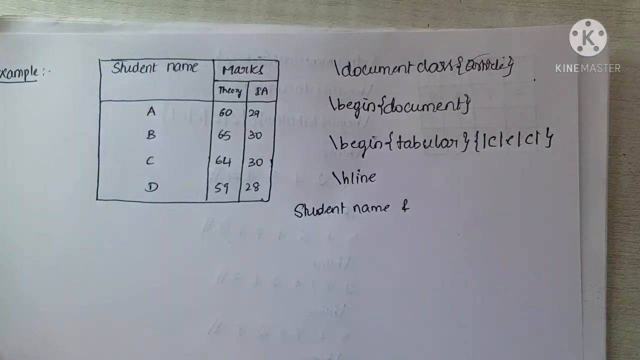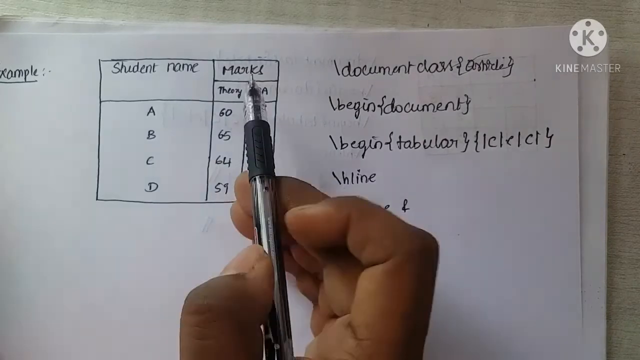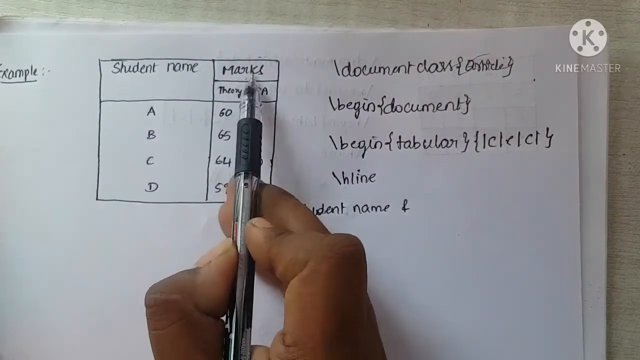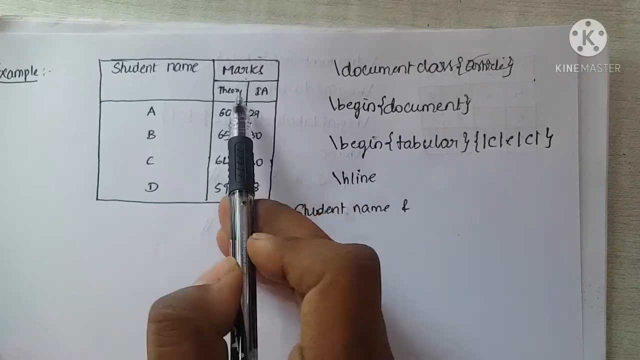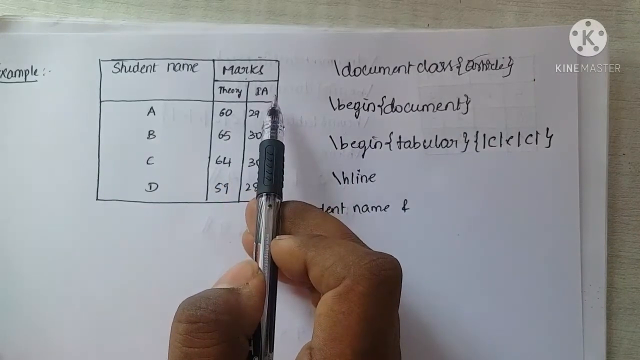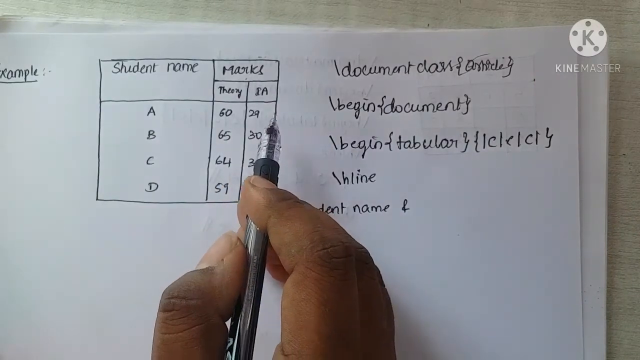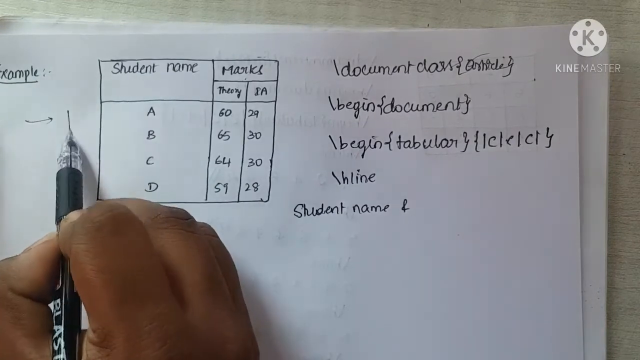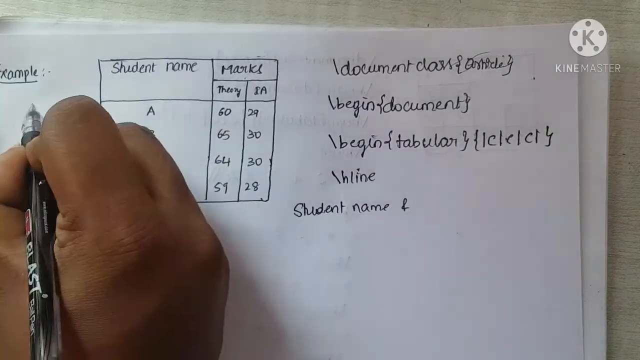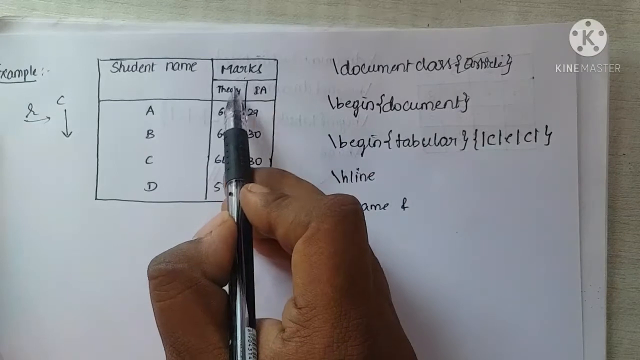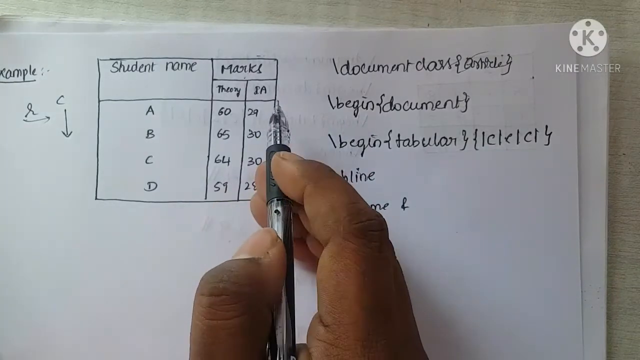Now I want to mention marks. But marks is getting split up into 2 parts. Is it getting split up column wise or row wise? That is important. This is row wise. This is column wise. Right. This is row, column. Now marks is getting split up column wise.